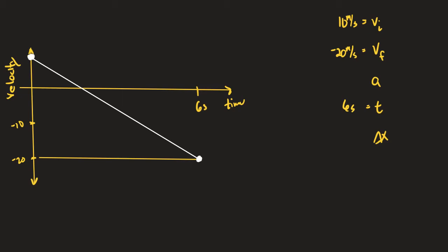Now, even before I had that straight line, I could have figured out the slope of that line just from rise over run. I knew that I had to go from positive 10 to negative 20, a change of negative 30 meters per second, and I had to do so in 6 seconds. So, as a slope goes, it would have been negative 5 meters per second per second.